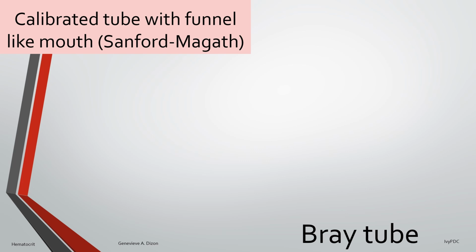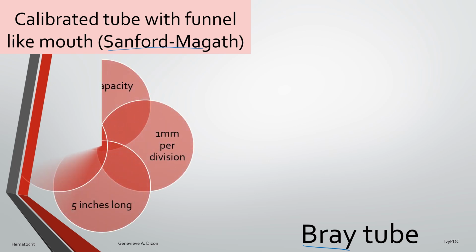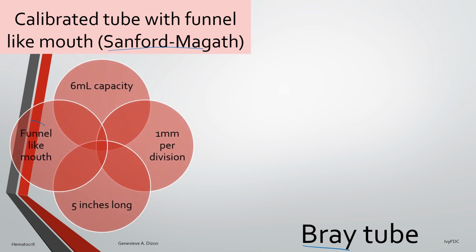The next tubes to be described would be the ones used for the Sanford-Magath method and the Bray method. For the Sanford-Magath method, it is described to have a funnel-like mouth with a 6 ml capacity. This is only 5 inches long with 1 millimeter per division.